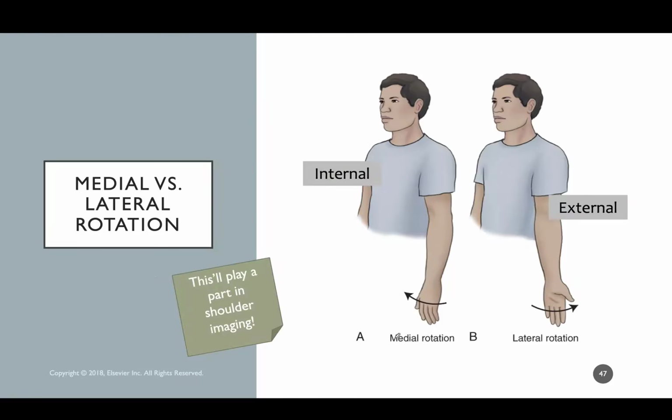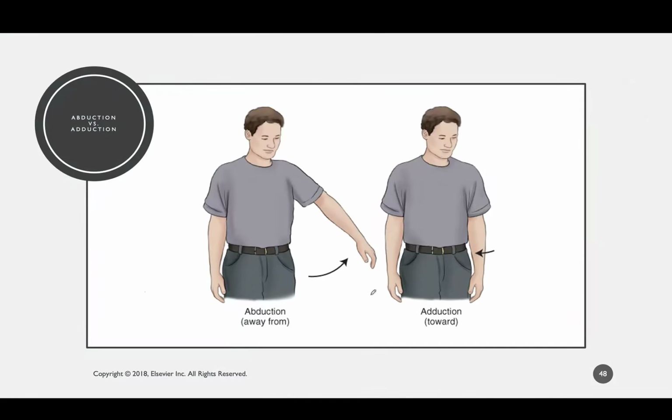Internal and external rotation. Internal is rotating your hand inward. External would be a rotation away from the body. Abduction: a good way to remember this is to look at adduction. It's like you're adding it back into the body instead of moving it away.